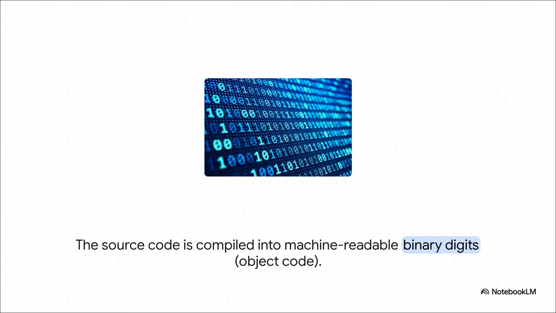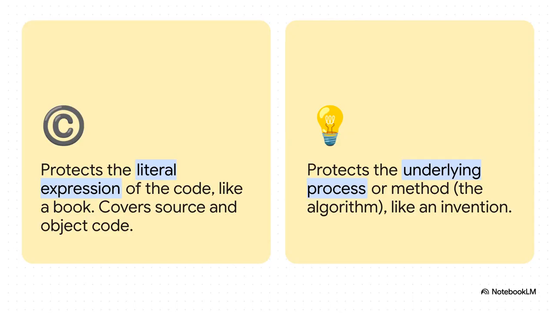And for the final step, that human-readable source code gets put through a process called compiling, which turns it into machine-readable object code. This is the final string of ones and zeros that a computer's processor actually understands and can execute. The recipe has been baked, and this is the final functional cake that the computer can now serve up. And this is where the legal stuff gets really specific and really important.